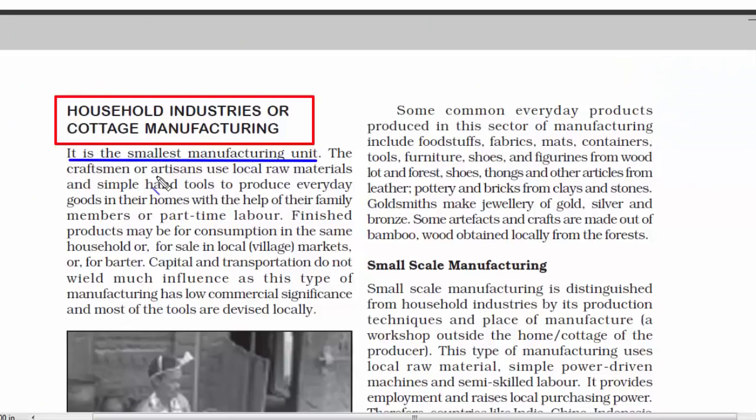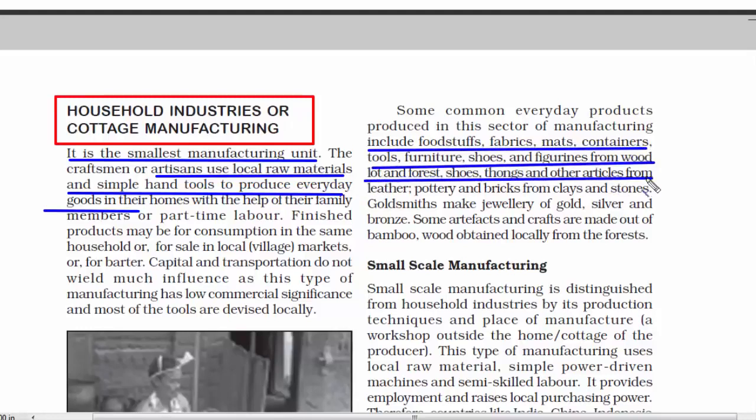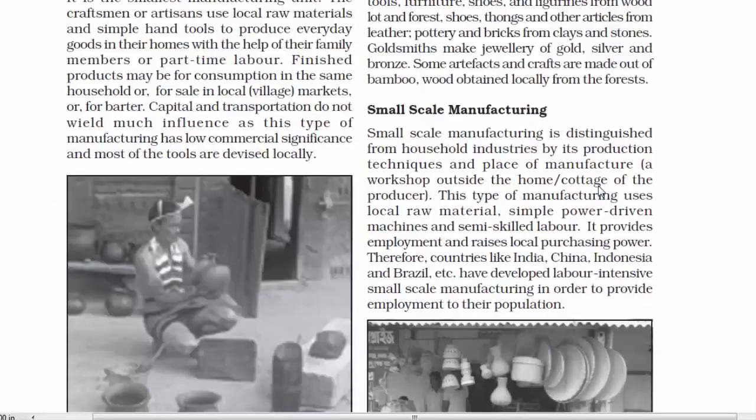So here the output is also low. It's not huge because artisans, who are also the workers, here use simple tools and local raw materials to produce goods. Hence there isn't much profit involved. When there isn't much profit, automatically capital investment is also low and would affect the whole production unit. Some examples of products produced in this sector of manufacturing include foodstuffs, fabrics, mats, containers, tools, furniture, shoes, jewelry, and other fancy items.